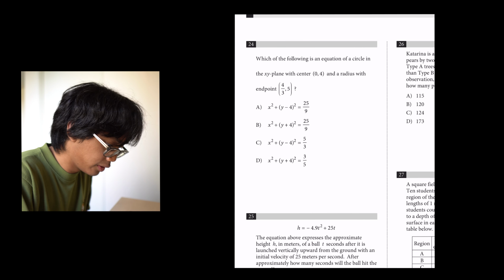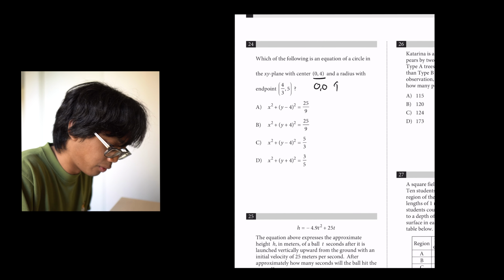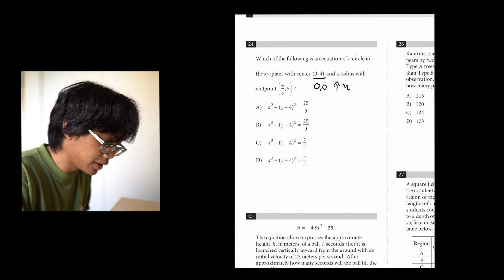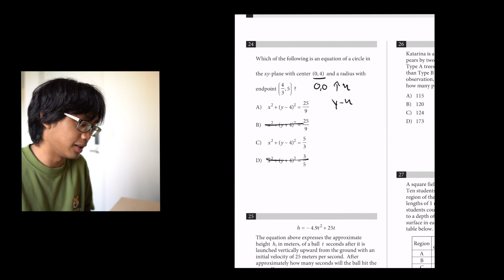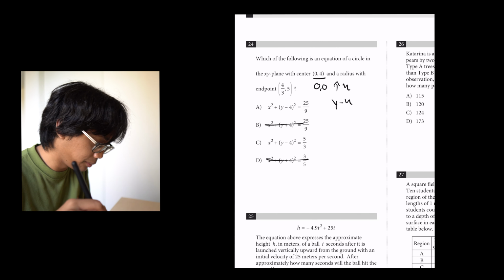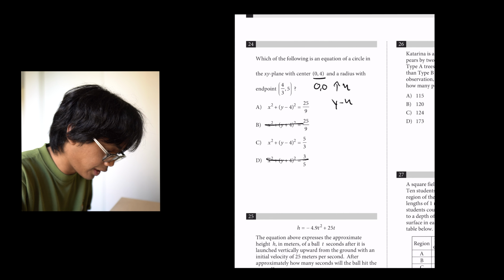All right, so if our center is at (0, 4) instead of (0, 0), that means we moved up by 4, which means in our circle equation we're going to have y minus 4, because y minus 4 is going to result in the center moving up by 4. So that rules out B and D because they have plus 4 instead of minus 4. The plus 4 would mean that your center is at (0, negative 4). So there's that.